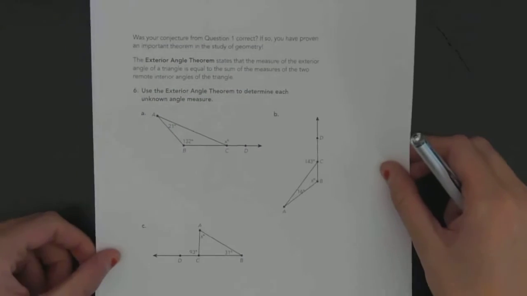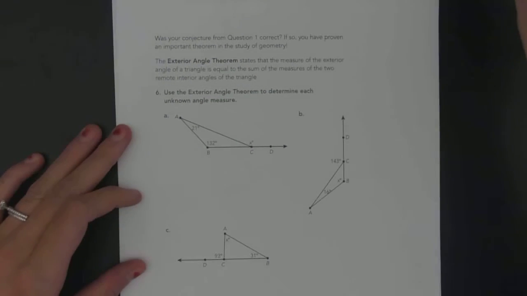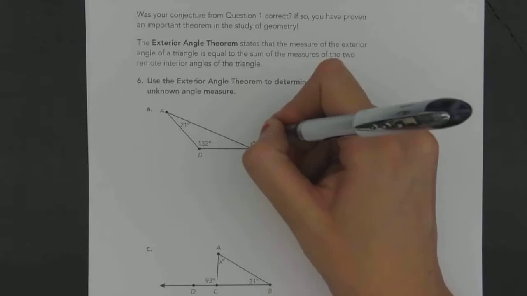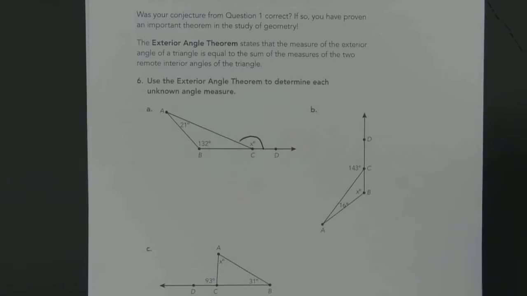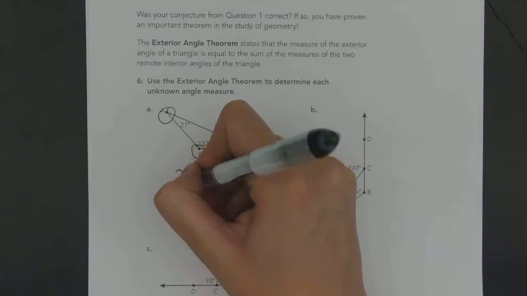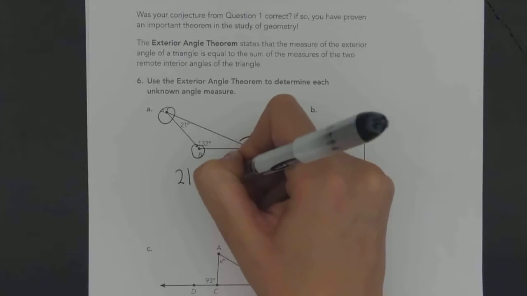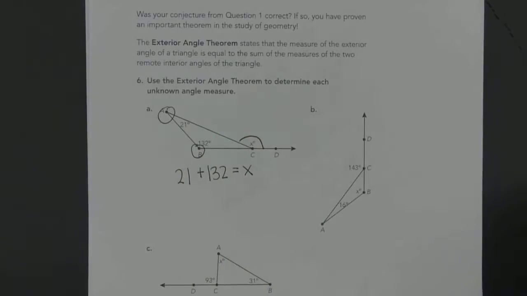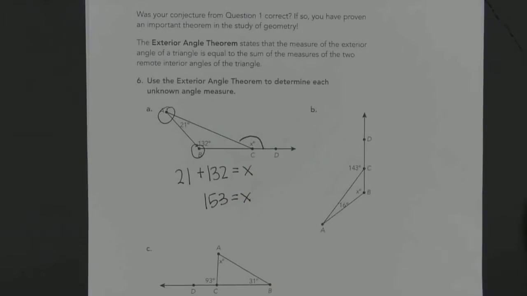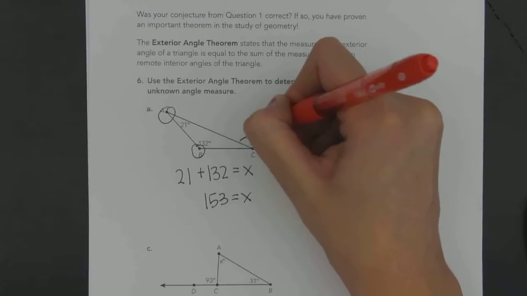So I have a few example problems right here that we can look at. Zoom in a little bit for you guys. Okay, so in this first one, it says use the exterior angle theorem to determine each unknown angle. So I'm trying to find this out here, right? And I know that the sum of the two angles that aren't touching it adds to it. So I'm just going to take 21 plus 132, and that should tell me what x is. If I add 21 to 132, it gives me 153 equals x. So this outside angle right here is 153 degrees.